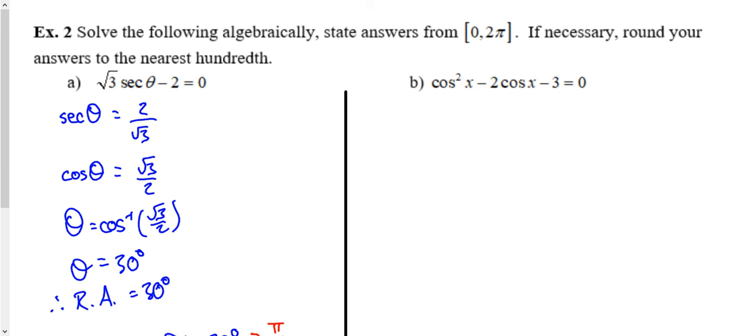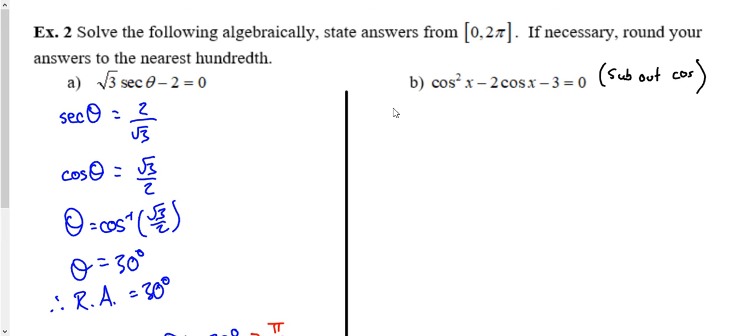Over here in example D, this one here is slightly tricky. This one is cos squared x minus 2 cos x minus 3 equals 0. So what do we want to do here? Ultimately, this one's kind of tough to figure out. It doesn't look like anything that we've done so far. So what I'm going to do is I'm going to sub out cos x. So I'm going to write down a quick note, sub out, not sub in this time, sub out cos.